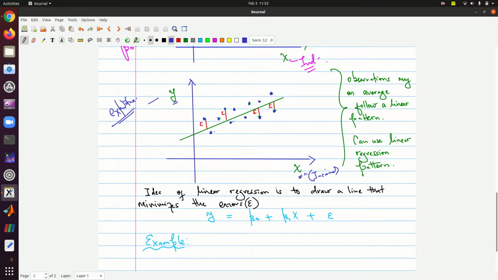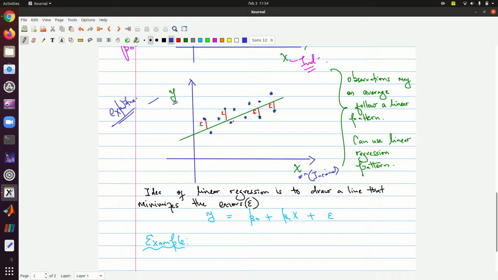So when it looks like this, what we have to do is simply fit a line, which tries to minimize the distance between all these points here. For instance, we fit a line in this data such that these epsilons here, i.e.